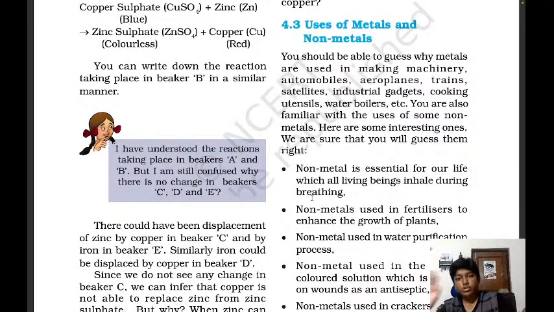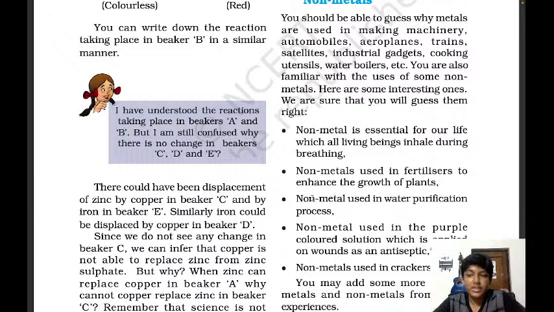Uses of metals and non-metals. So you should be able to guess why metals are used in making machinery, automobiles, aeroplanes, trains, satellites, industrial gadgets, cooking utensils, water boilers, etc. You are also familiar with the uses of some non-metals. Here are some interesting ones. We are sure that you will guess them right. Non-metal essential for our life, which all living beings inhale during breathing: oxygen. Non-metals used in fertilizers to enhance the growth of plants: potassium, I think.